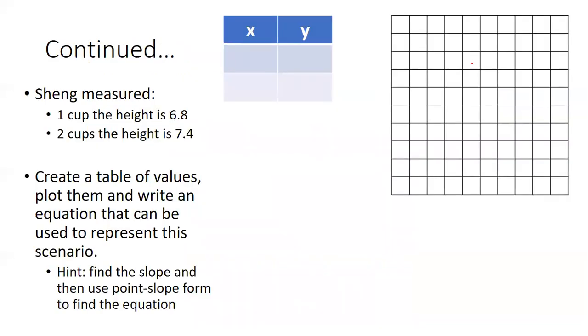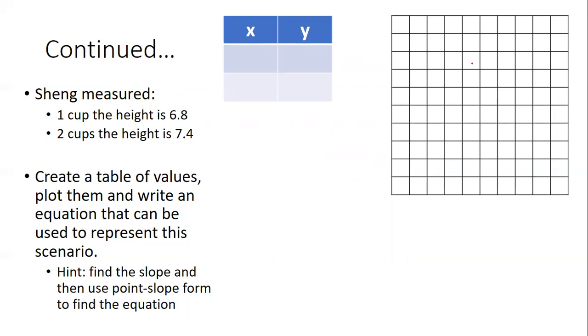She measured 1 cup, and when she measured 1 cup, it was 6.8 centimeters. Okay, not centimeters, inches. So a very tiny cup, right? It was 6.8 inches of a cup. Then she measured with 2 cups stacked, and it was 7.4 inches together.